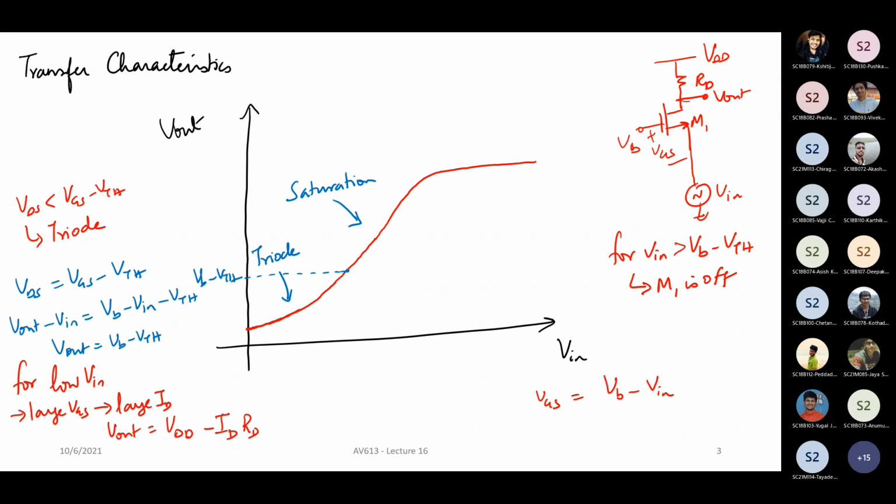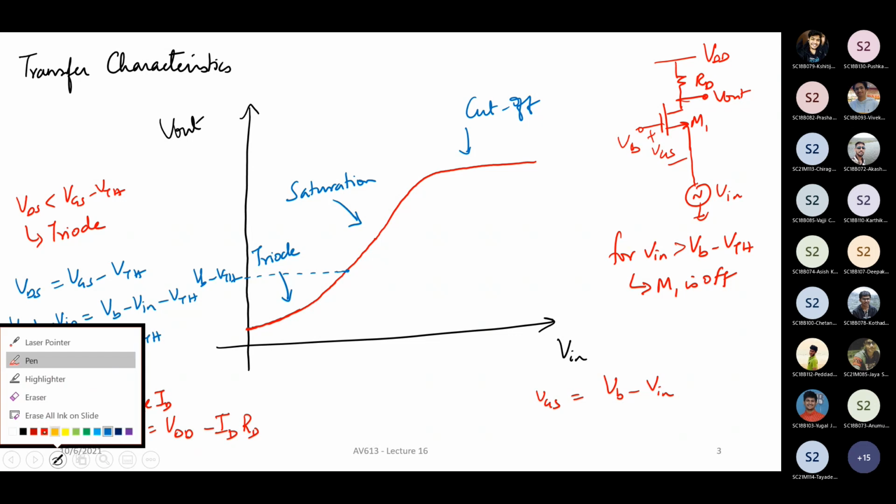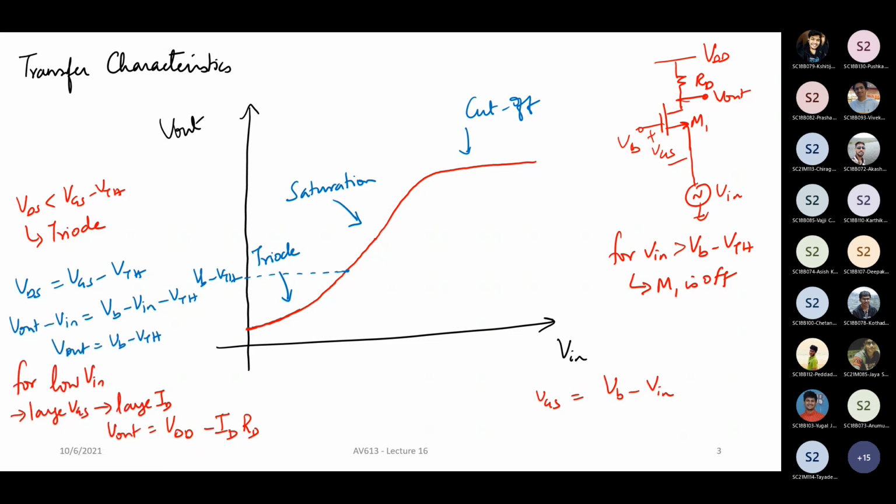Again, as I mentioned, all this is assuming classical equations, which will change when you actually simulate, because you will then talk about VDsat rather than VGS minus VTH, right? And then of course here it goes into cutoff. So this is how your transfer characteristics works. It means that if you want to operate this transistor, you want to operate somewhere in this region.